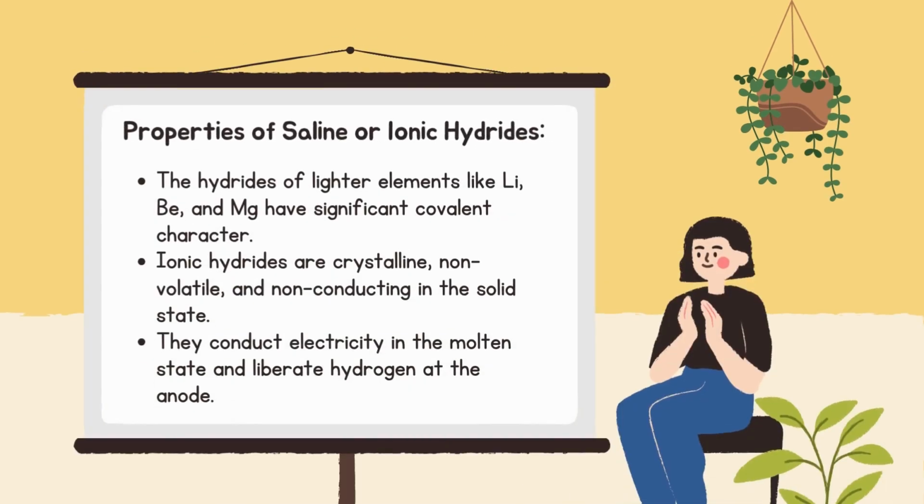The hydrides of lighter elements like lithium, beryllium, and magnesium have significant covalent character. Ionic hydrides are crystalline, non-volatile, and non-conducting in the solid state. They conduct electricity in the molten state and liberate hydrogen at the anode.